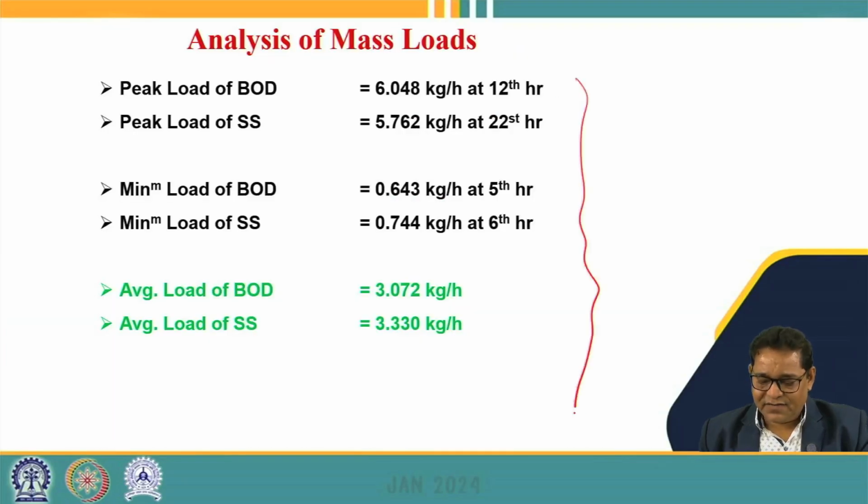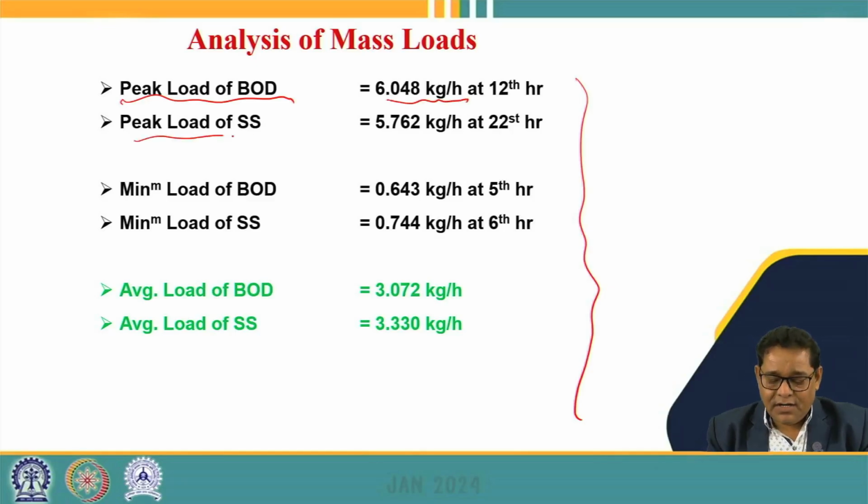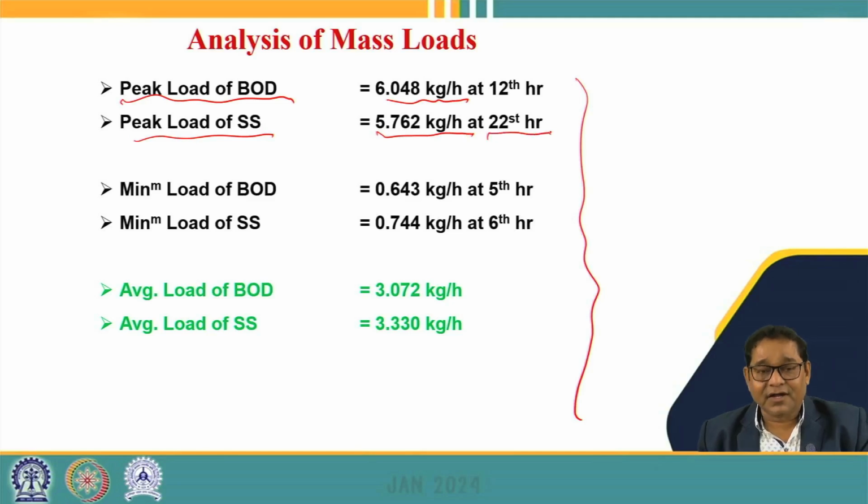This is the analysis of the various types of mass loading rates that we have calculated. The peak load due to BOD comes to 6.048, while due to suspended solid it is 5.762, which is observed at the 22nd hour. Similarly, the minimum load of BOD comes to 0.643, while for suspended solid the value comes to 0.744 kg per hour.